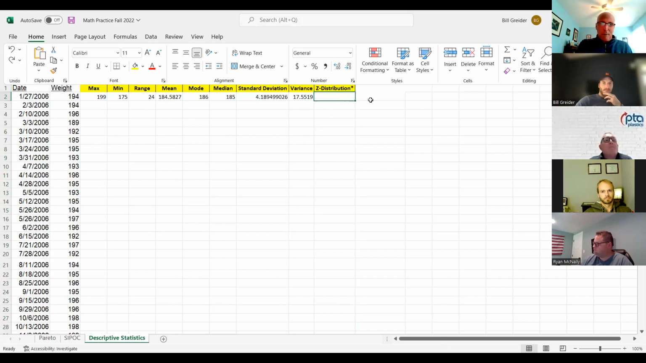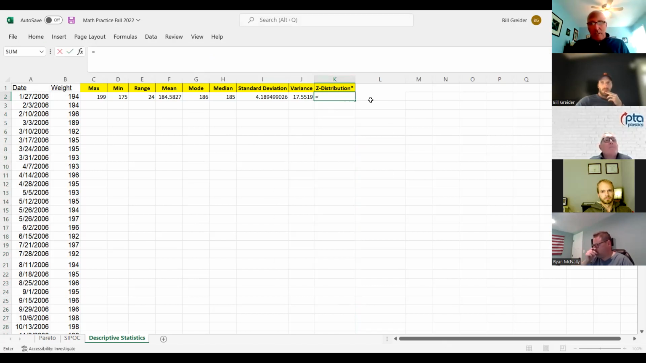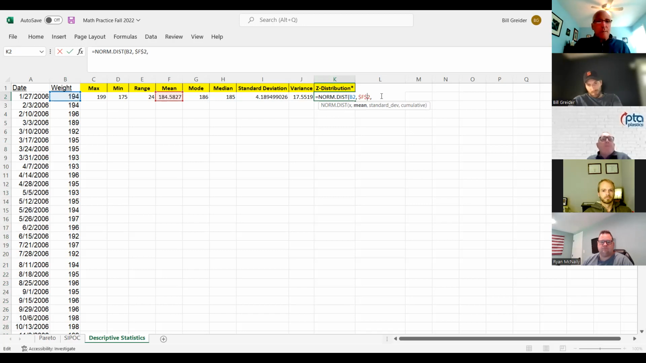Because I'm not going to have you do this for homework, I'm going to make sure I got it so I don't make a mistake. The normal distribution, I'm going to grab that, comma, mean, comma, standard deviation. Put the dollar signs in. And standard deviation, dollar sign I2. I pressed true instead of false on the cumulative. That's why I didn't get what I wanted. And then double click.